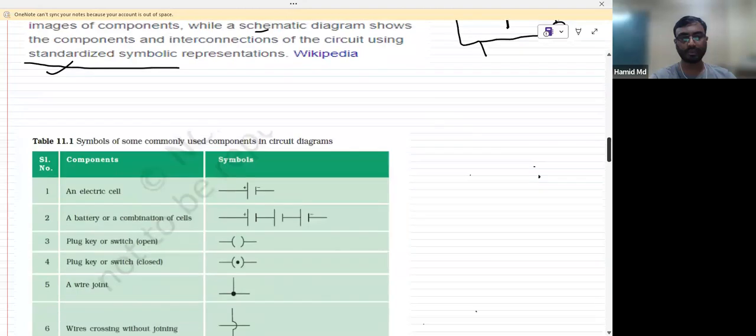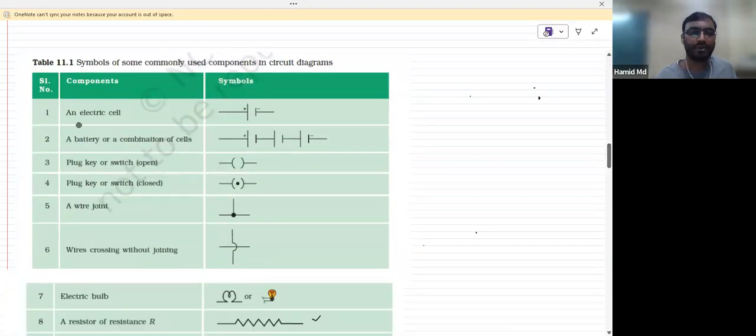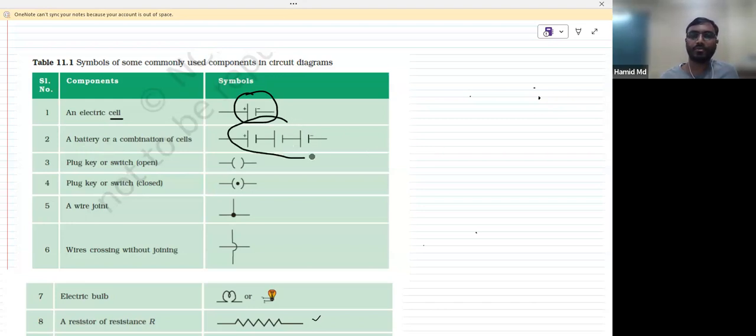So if we have to show a battery or cell, the cell is the unit, and a battery is the combination of cells, right? So this is the difference. The longer line is the positive charge and the shorter is the negative charge. So we connect the positive of one to the negative of the other, and then the positive of one to the negative of the other. In this way, we connect our cells. So it's being shown over here.